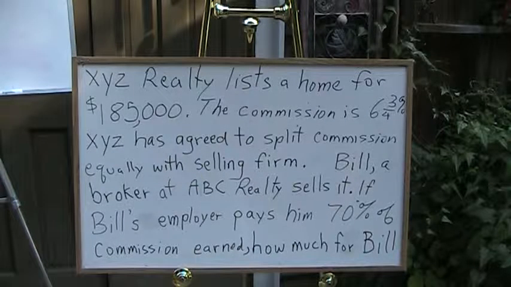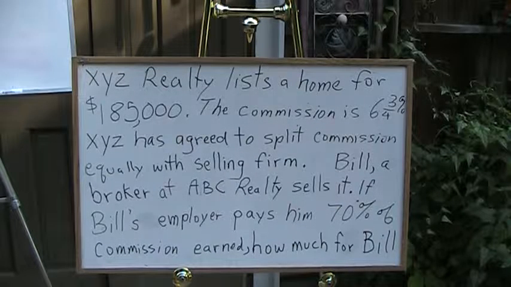So write this down. XYZ Realty lists a home for $185,000. The commission is 6 3/4%. Now XYZ Realty has agreed to split the commission equally with the selling firm. Bill, a broker at ABC Realty, sells the property. If Bill's employer pays him 70% of the commission earned, how much is Bill's check going to be?